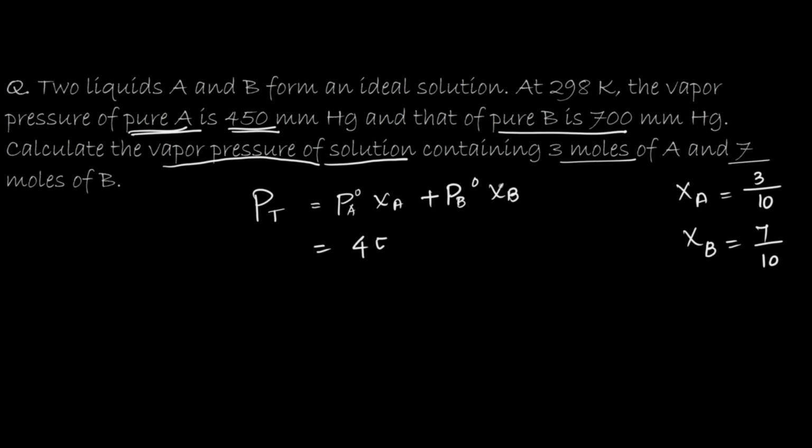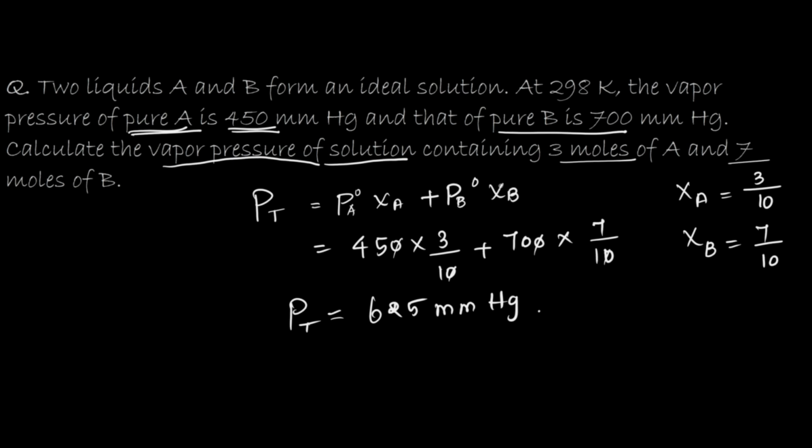So just substitute the values: 450 into 3 by 10 plus 700 into 7 by 10. Which becomes, this will get cancelled out, 45 into 3, and this will get cancelled out, 70 into 7. So in total you will get 625 mmHg. So that is the answer to this question.